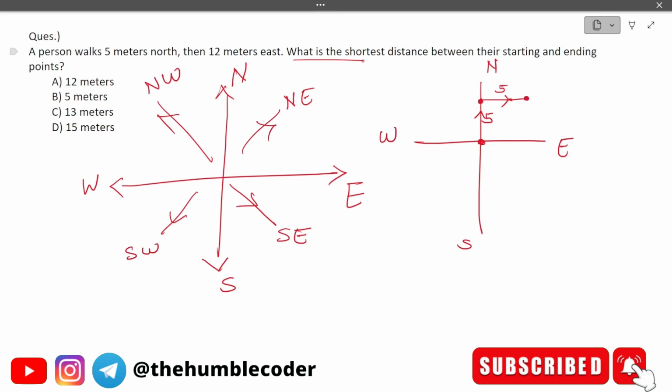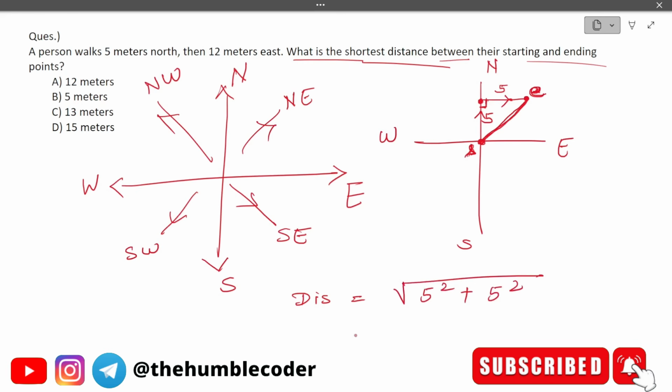Now what is asked is: what is the shortest distance between their starting point and their ending point? Their ending point is here, I will mark it as E, and the starting point is here, I will mark it as S. We have to find out this distance. We have all studied something called the Pythagoras theorem, right? The line which is in front of 90 degrees. So the formula is distance equals the square root of this side squared, that is 5 square, plus this side squared, which is again 5 square.